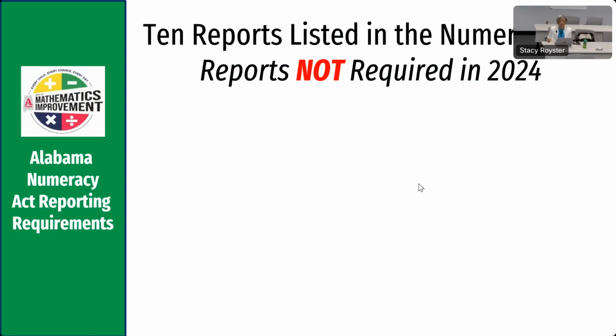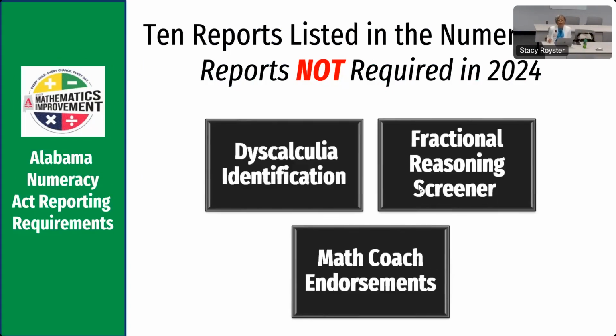There are 3 reports that are not going to be required as of September 30th. And those are listed here: dyscalculia identification, students identified with a deficit per the fractional reasoning screener data, and the number of individuals earning a mathematics coach endorsement. The Elementary Mathematics Task Force has not yet identified resources in the top 2 areas for dyscalculia or for fractional reasoning. That screener does not exist.